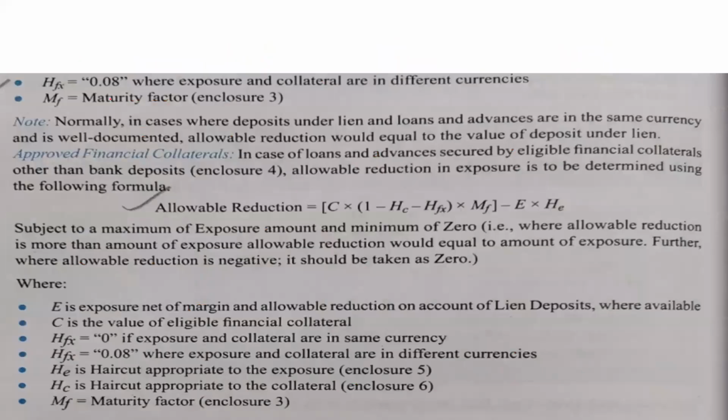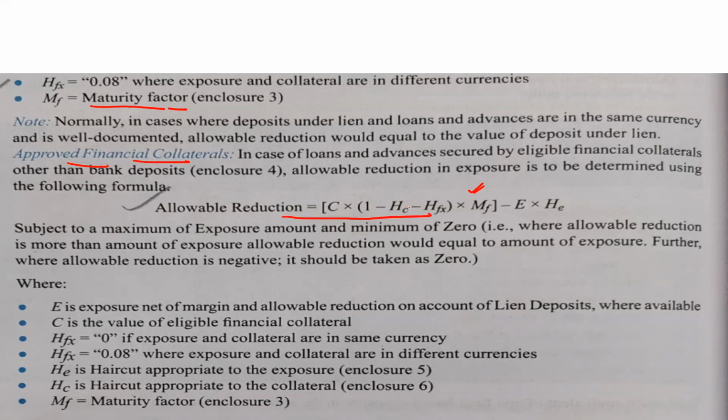And MF, that is the maturity factor, clear? So approved financial collaterals, clear? Here they have written the full formula, that is C into 1 minus HC minus HFX into MF, clear?